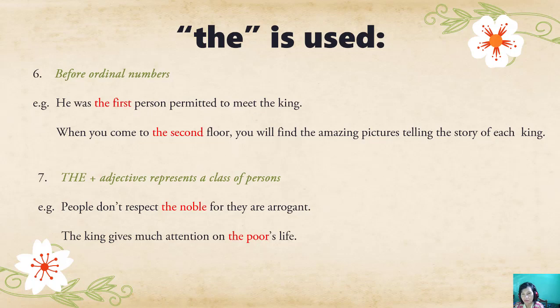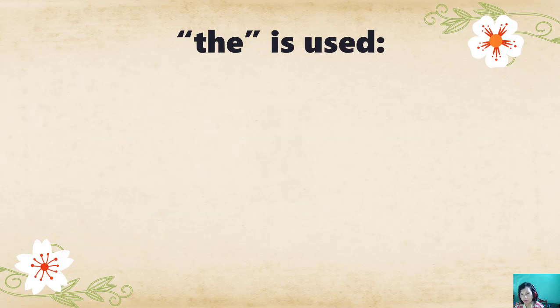Okay, the next. The plus adjective represent a class of a person. You know that adjective is not preceded by the. We may not use the. But if the adjective with the, it means it is a class of a persons. People don't respect the noble for their arrogance. So the noble is the people who are noble. The king gives much attention on the poor's life, the people who are poor.